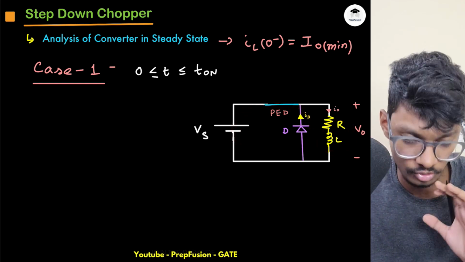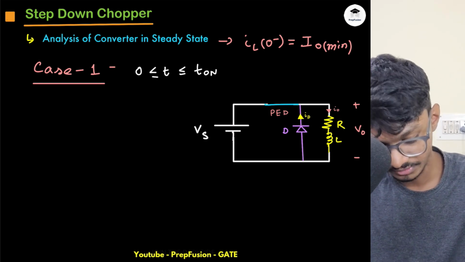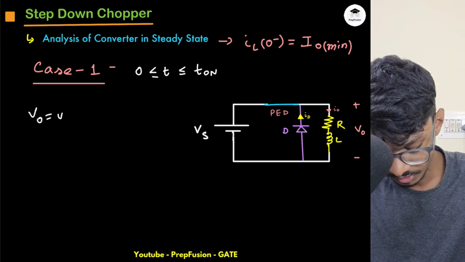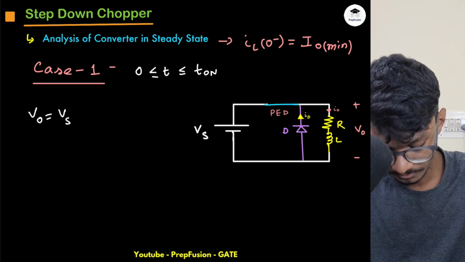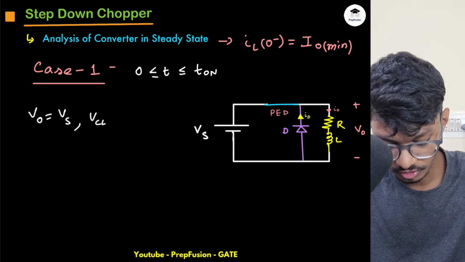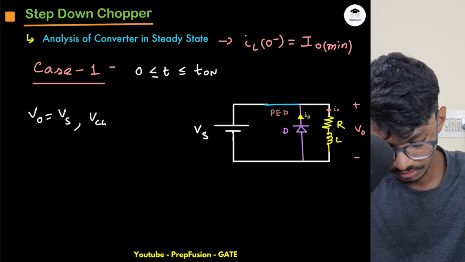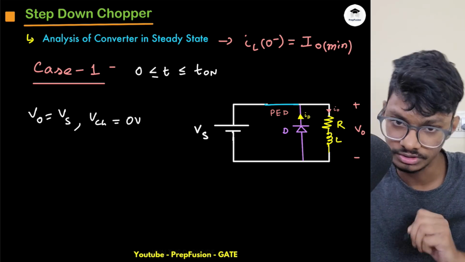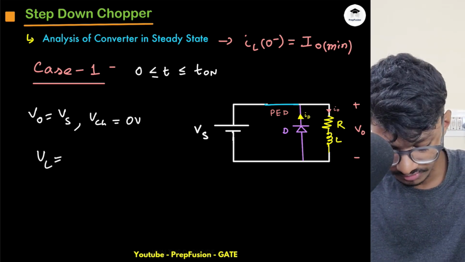So if I talk about steady state, everything will be the same: my VO will be equal to VS. My V chopper will be equal to 0 volts, because the switch has turned on. What will be the inductor voltage this time?